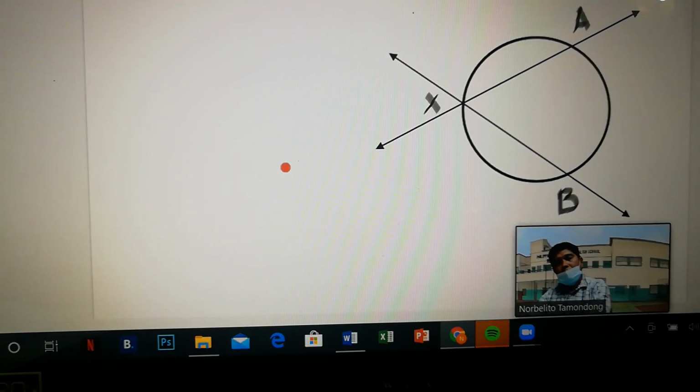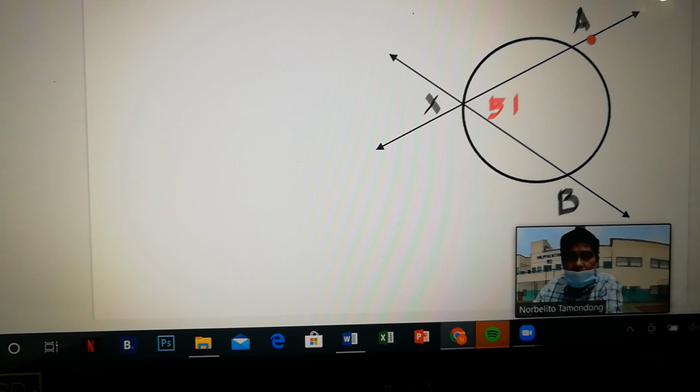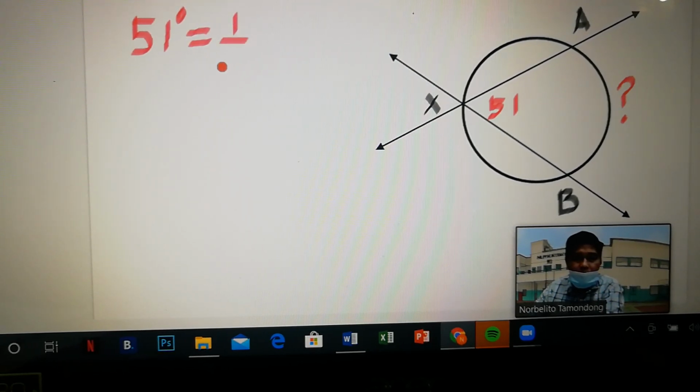Next is, how about if the measure of the angle formed is given? Okay, let's see, this is equal to 51 degrees. Okay, what is the measure of arc AB? So this is the question now. What is the measure of arc AB? Okay, the measure of arc AB, you still follow the formula. The measure of the angle formed, 51 degrees being the angle formed, is equal to 1/2 the intercepted arc AB.